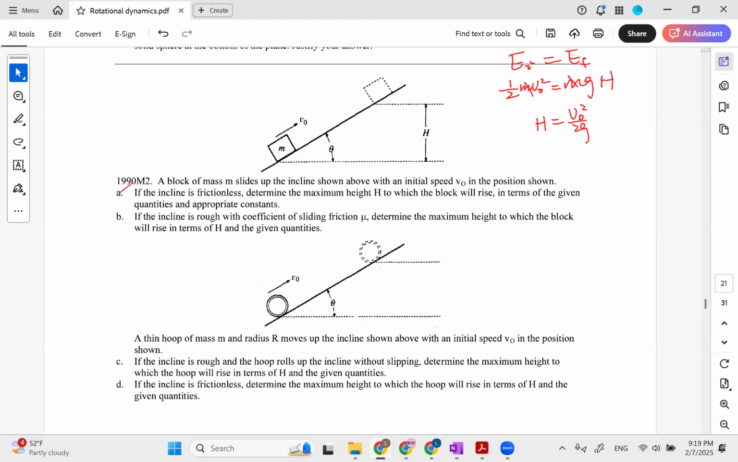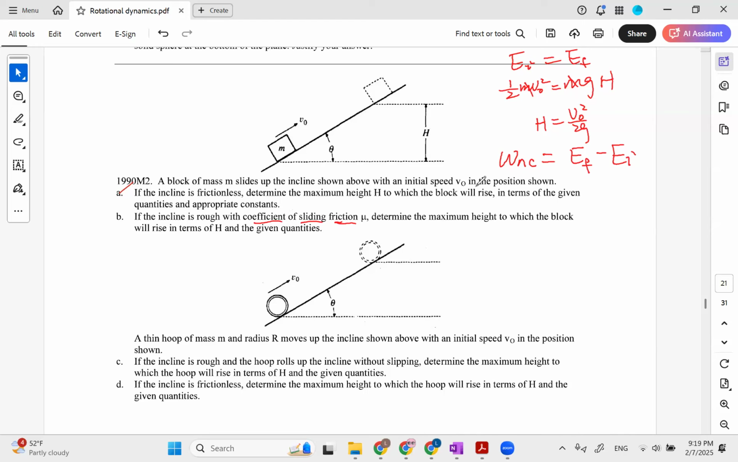You got it? Or you want me to show you? Can you show me? So over here, what happened? You have kinetic friction. So is the energy conserved? Energy is not conserved. So you use work done by non-conservative force. Wait, it's frictionless, right? Oh, I'm sorry, my bad. You have friction, right?